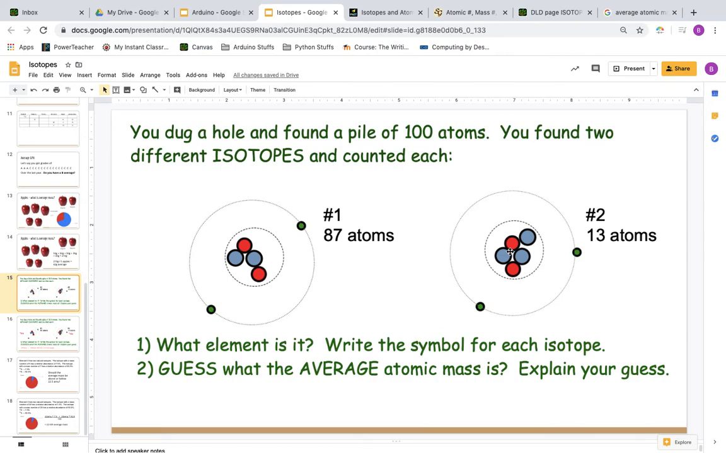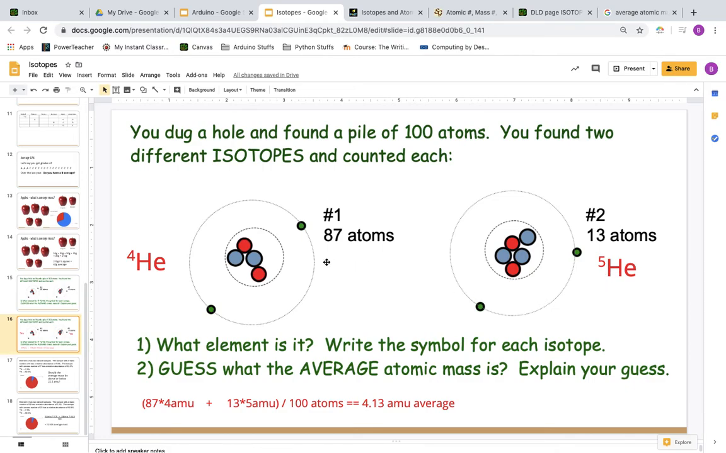Both of these atoms have 2 protons, so they are definitely both helium. But they have different masses. This is a helium with a mass of 4, and this is a helium with a mass of 5. When I look at that, here are their symbols. This is a helium with a mass of 4. This is a helium with a mass of 5. I wonder what their average is.